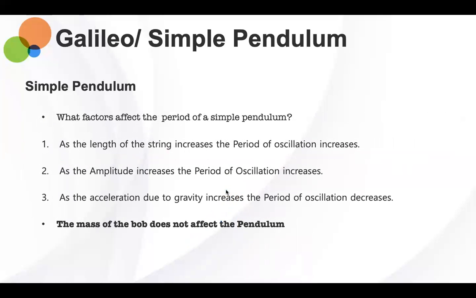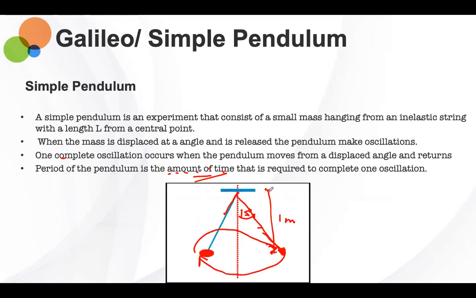All right, so the factors that affect the period of a simple pendulum. As the length of the string increases, we will find that the period of oscillation increases. Say we move it to 2 meters down here. We will find that the time it takes to complete the oscillation will also increase. And we did that in an experiment last class. If you want to look back at the experiment, you can. We did a simulation, if I remember correctly, on this.